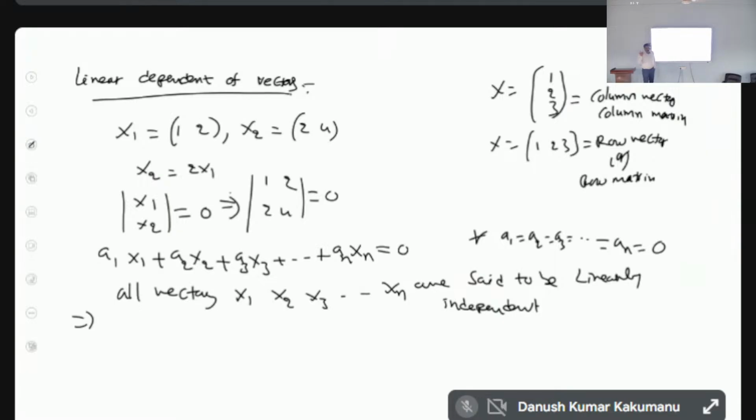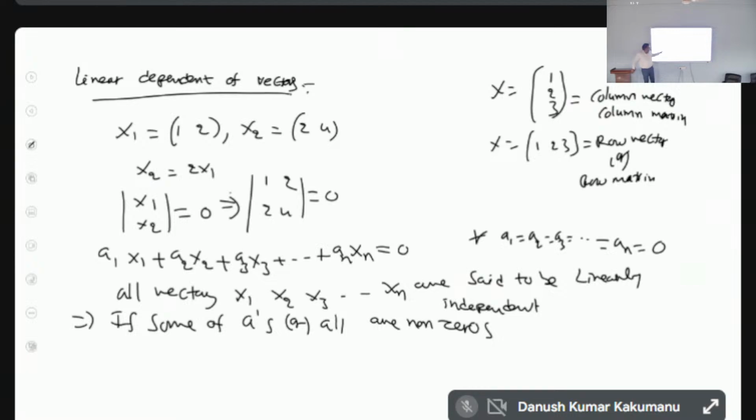Next, what is the linearly dependent definition? If the sum of the a's, a1, a2, a3, are all non-zeros. This is a very important definition.